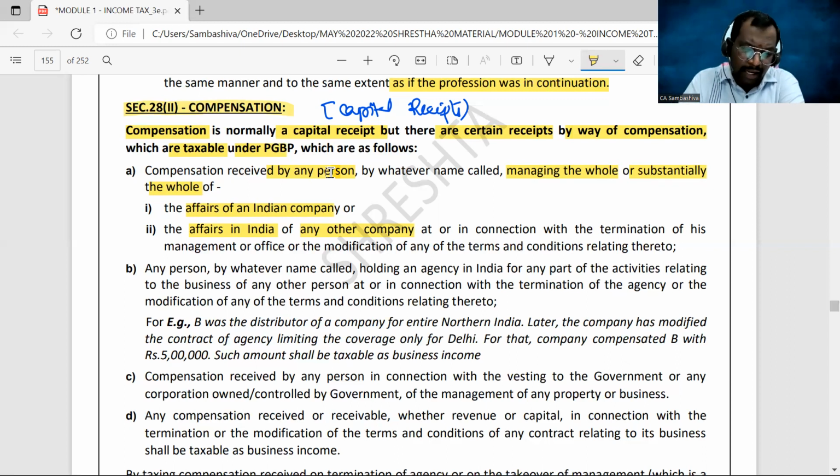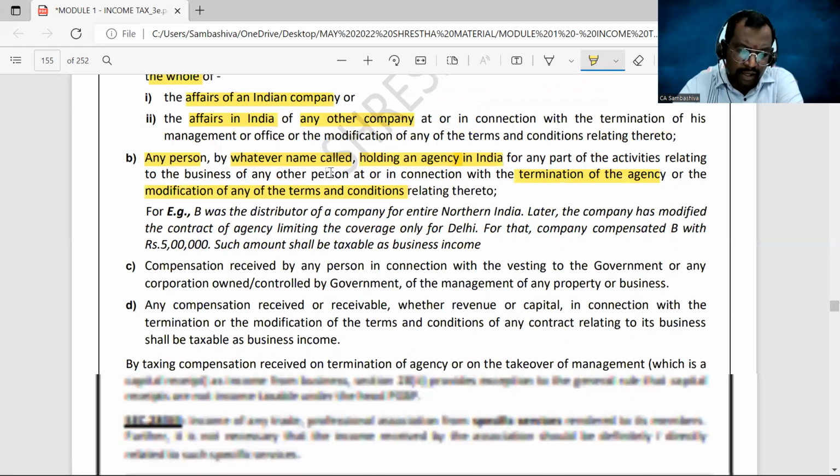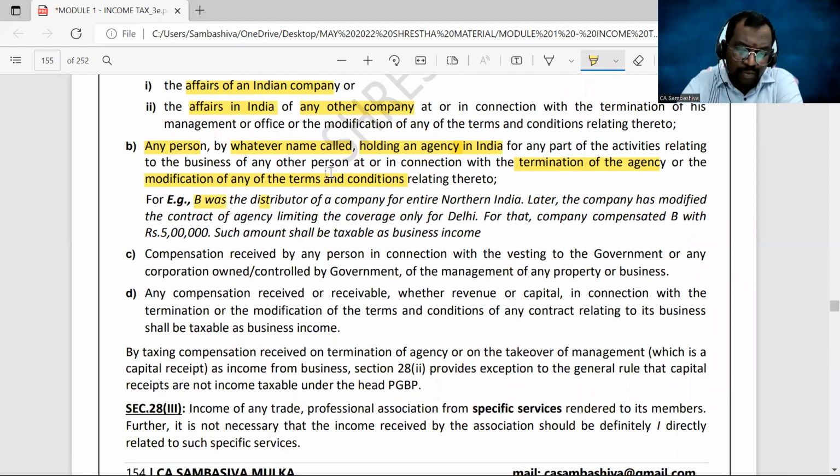Next, any person by whatever name called holding an agency in India for any part of the activities relating to the business of any other person at or in connection with the termination of the agency or the modifications of any terms and conditions relating thereto. Look at here example. B was the distributor of the company for entire northern India. He was a whole and sole distributor of that particular company for entire northern India.